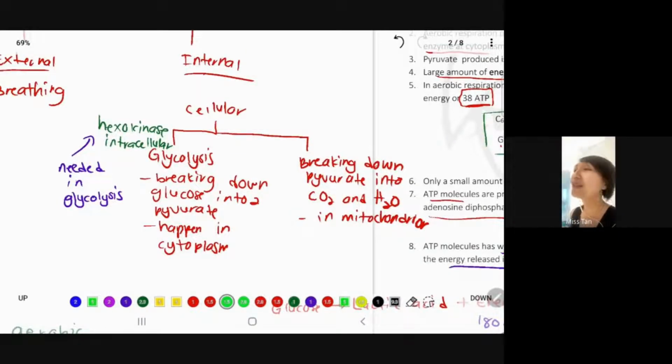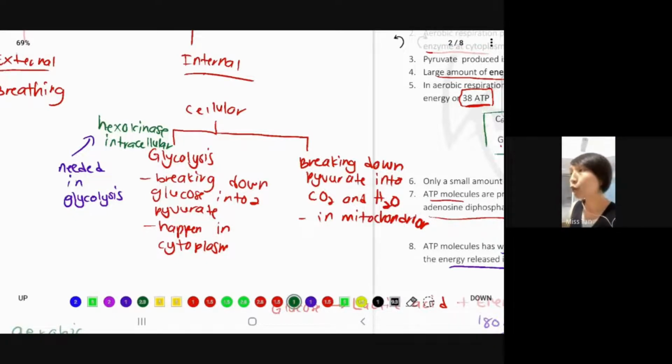What if the exam question asks to give an example of intracellular enzyme? Hexokinase. Or extracellular enzyme? A lot. In the pancreas, we have lipase, amylase, trypsin, correct? We produce them in the pancreas and then they are secreted into the duodenum. So these are extracellular enzymes. Glycolysis is breaking down glucose into an intermediate product, which we call pyruvate. One glucose produces 2 pyruvate. And this happens in the cytoplasm.